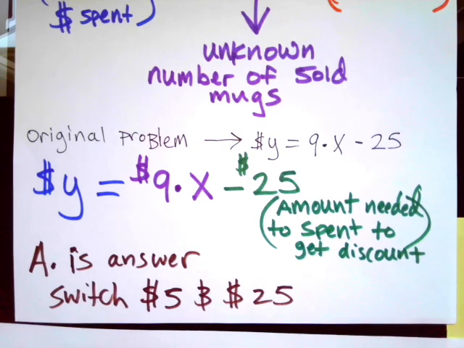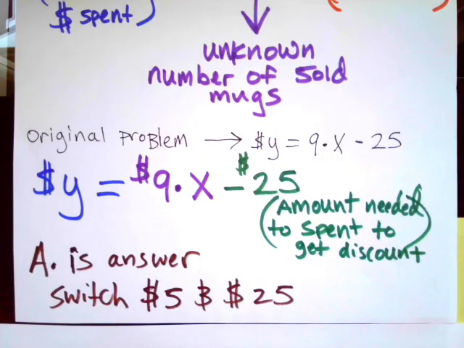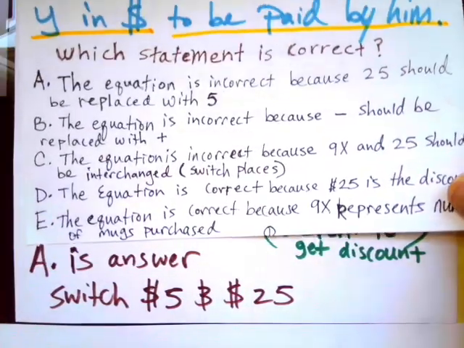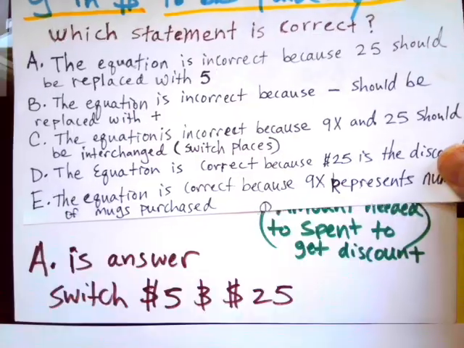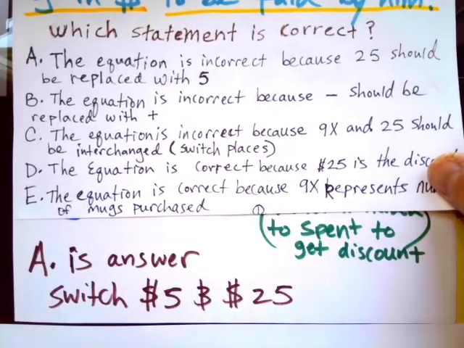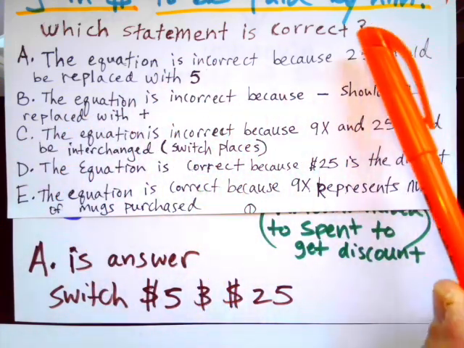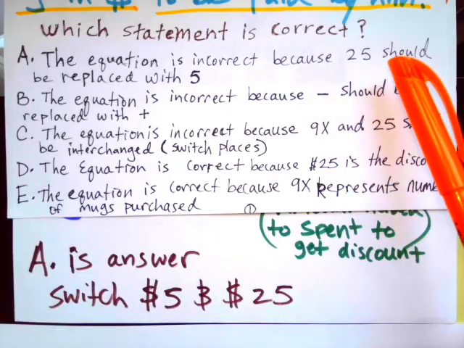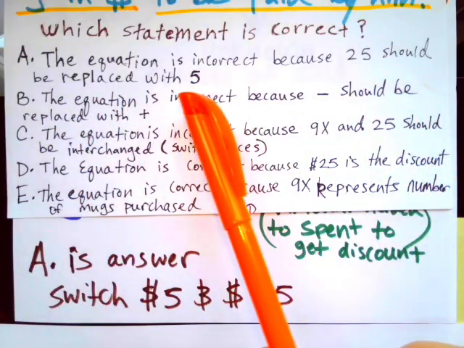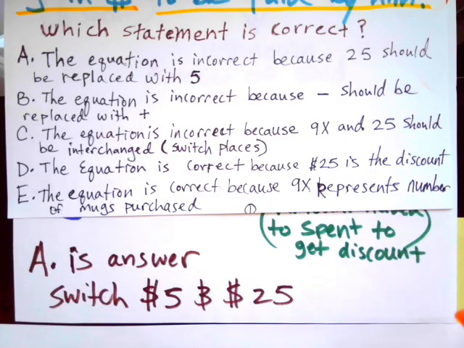With these types of word problems, there are no exact ways to share with you how you can be successful, other than take the facts you know and eliminate some of the options. Let's look at those options right now. Which one of these seems to make sense? A, the equation is incorrect because 25, that's again the minimum money spent in order to earn the $5 discount, should be replaced with 5. That makes a lot of sense to me now that I've organized those values.